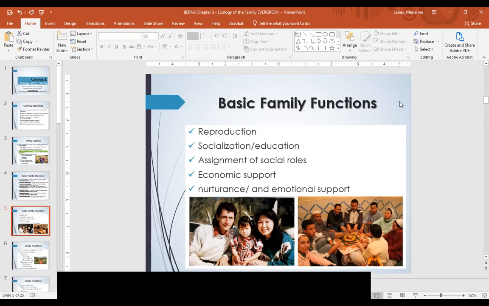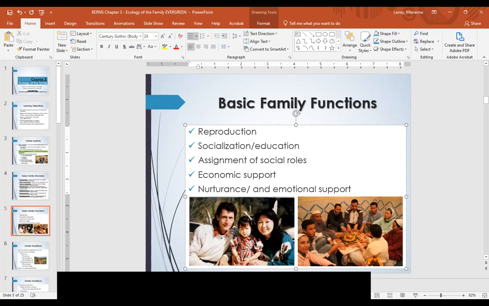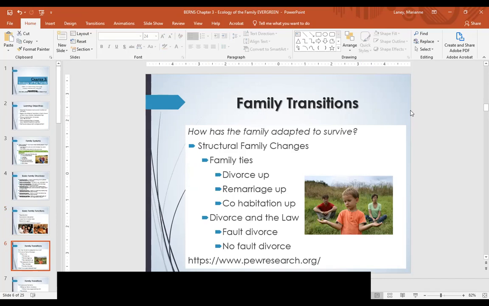There's things like married people do, as a whole, make more money. Or there's money to pool when there's more people sharing money. Nurturance and emotional support, always important. Let me capitalize that just so we're good. Family transitions. This is a nice way of saying families that change over time.